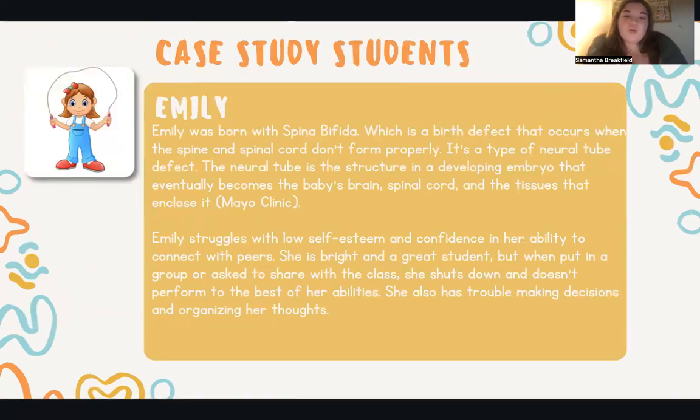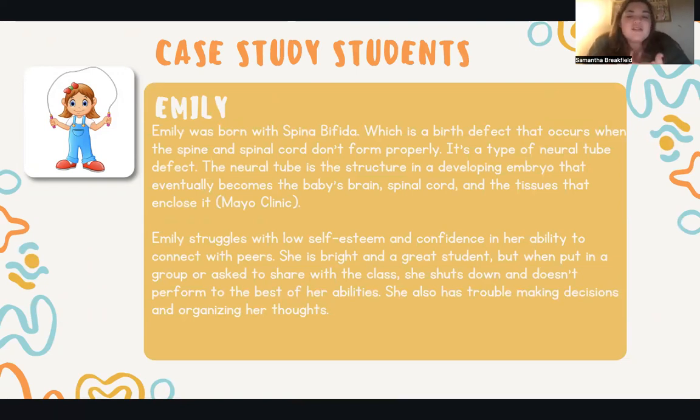So Emily was born with spina bifida, which is a birth defect that occurs when the spine and spinal cord don't form properly. It is a type of neural tube defect. The neural tube is the structure in a developing embryo that eventually becomes the baby's brain, spinal cord, and the tissue that encloses them together. And that's from the Mayo Clinic.